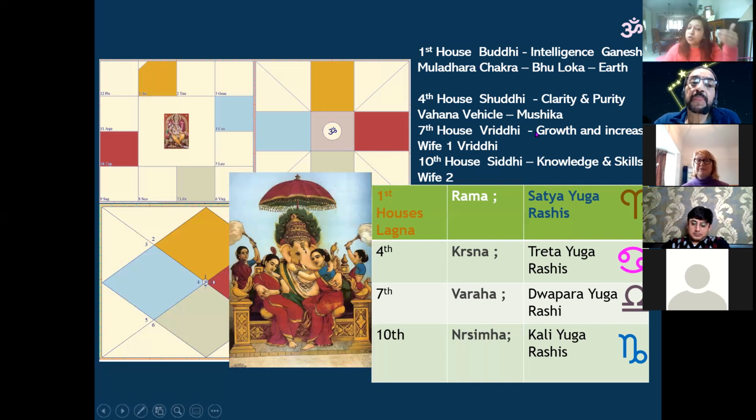And hence it shows us the Vriddhi, the growth, the increase. Wife number 1, wife number 2, wife number 3. I'm just joking, okay? That's the house of decapitation, right?